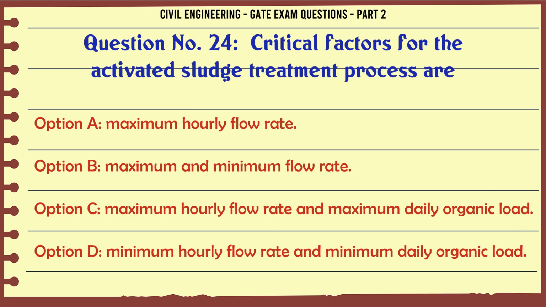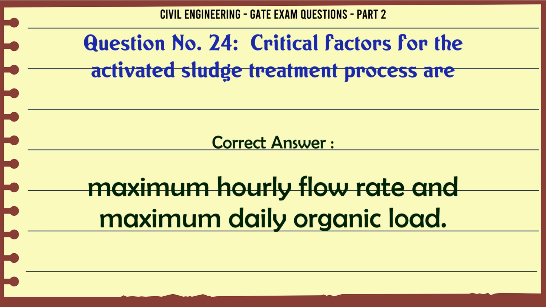Critical factors for the activated sludge treatment process are: A. Maximum hourly flow rate. B. Maximum and minimum flow rate. C. Maximum hourly flow rate and maximum daily organic load. D. Minimum hourly flow rate and minimum daily organic load. The correct answer is maximum hourly flow rate and maximum daily organic load.